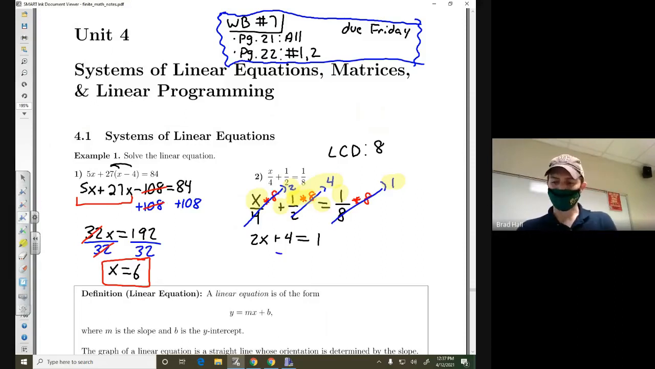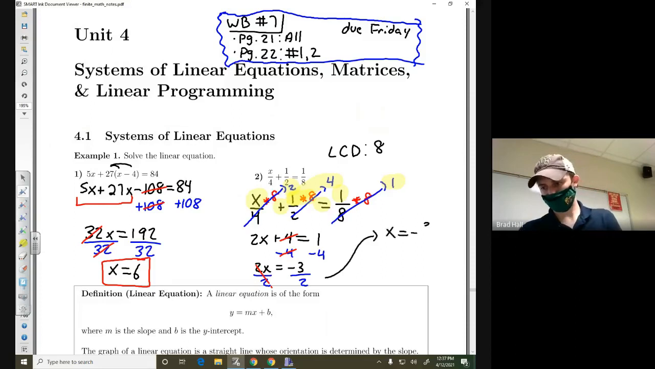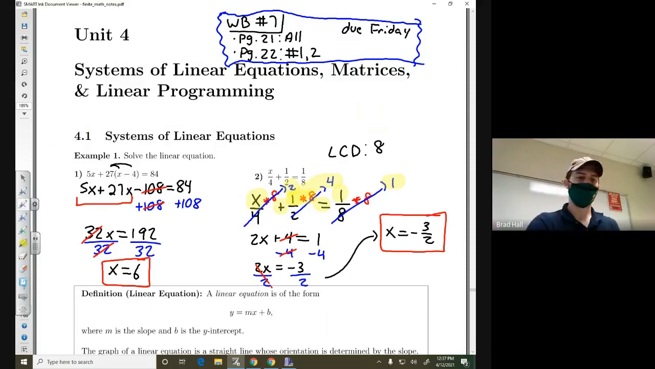That's all we have to do, subtract both sides by 4. 2x is equal to -3. Divide both sides by 2, and we're done. So this should be pretty simple stuff. It should start off very easy for this homework, I would say. So does anyone have any questions before we move on?